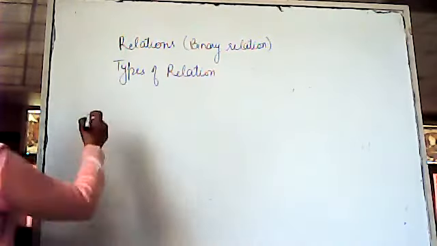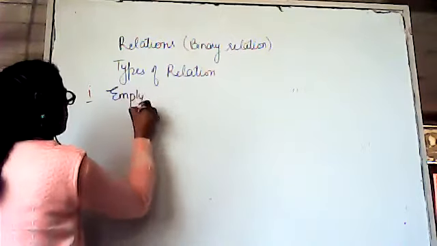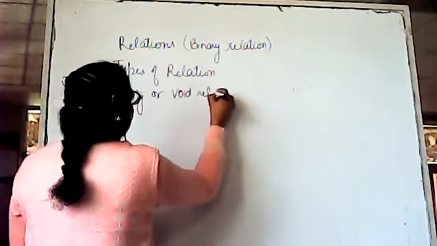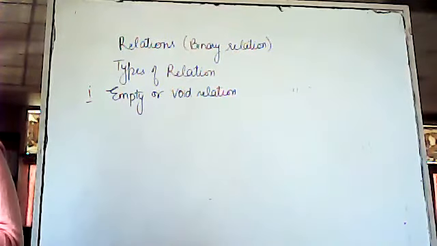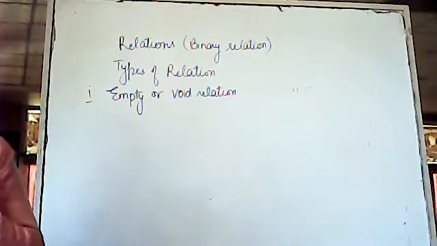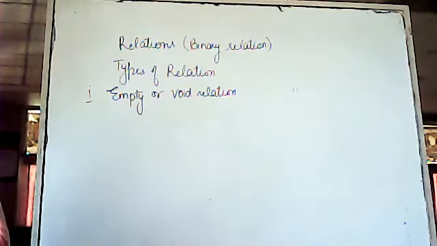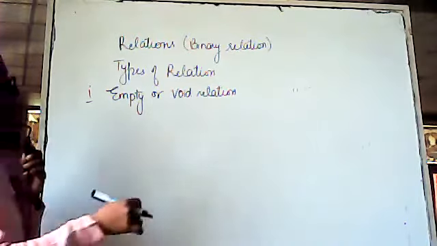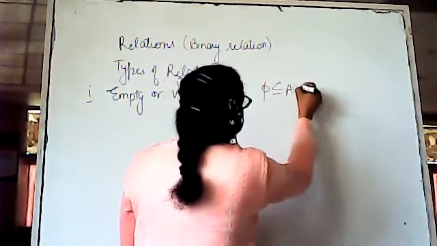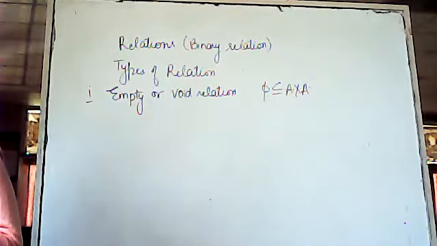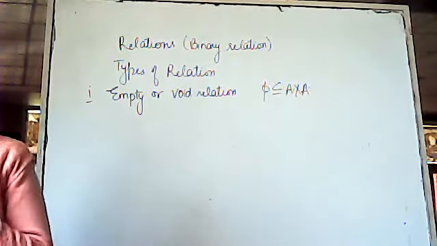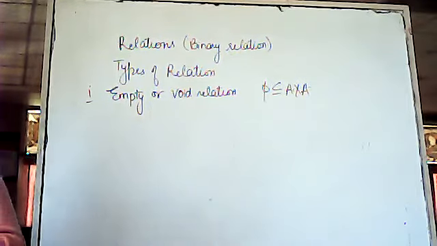Number 1, empty or void relation. Let A be a set, capital A. Then phi is a subset of A cross A, which is true. And hence it is a relation on A.